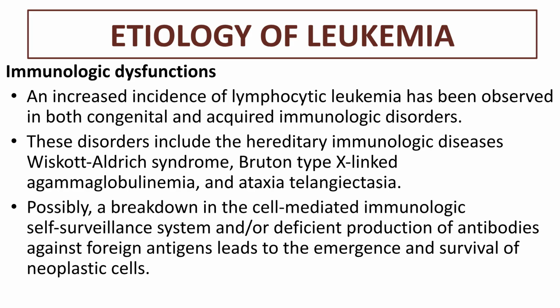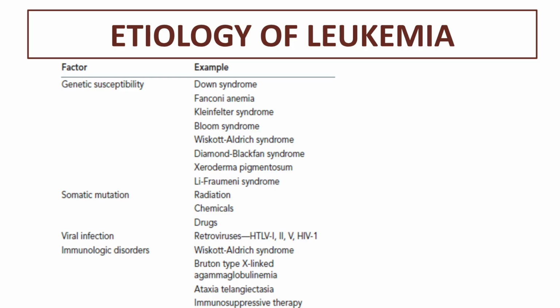An increased incidence of lymphocytic leukemia is seen in congenital and acquired immunologic disorders, like Wiskott-Aldrich syndrome. A breakdown in the self-surveillance system or deficient antibody production may lead to the emergence and survival of neoplastic cells. These are additional factors in the etiology of leukemia.